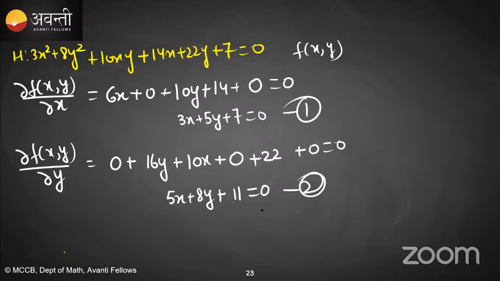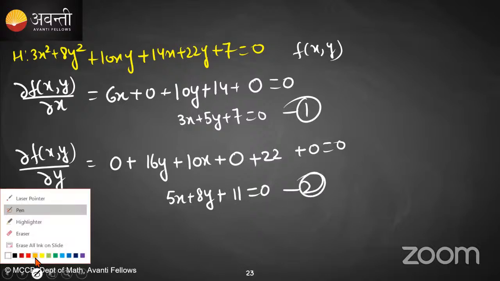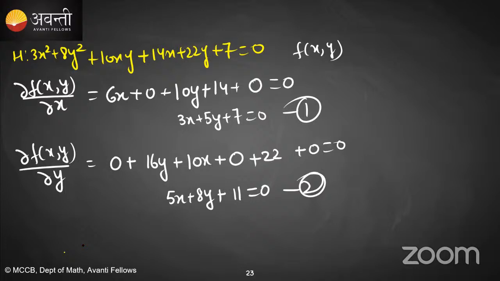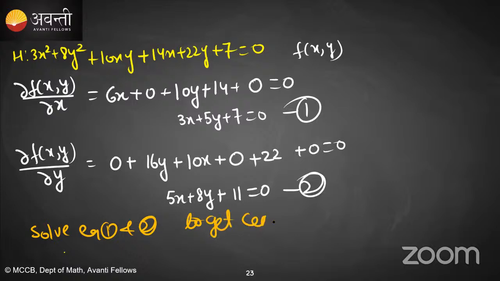This is equation 2. So you have two equations and two unknowns, right? Solve these two equations, get x and y, that would be the center. Solve equation 1 and 2 to get the center. Is this clear? Everybody tell me quickly in the chat box, is this clear?